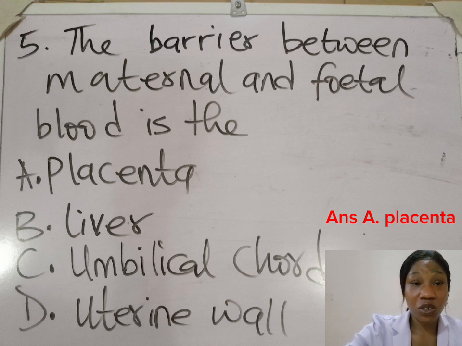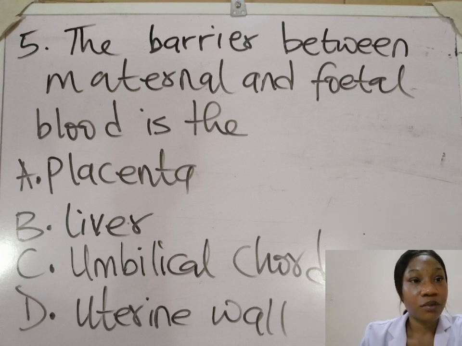So the answer to that question is what? Option A, which is the placenta. While the uterine wall is the wall of the uterus, so that is not the answer. The answer to this question is the placenta. Let's go to the next question.